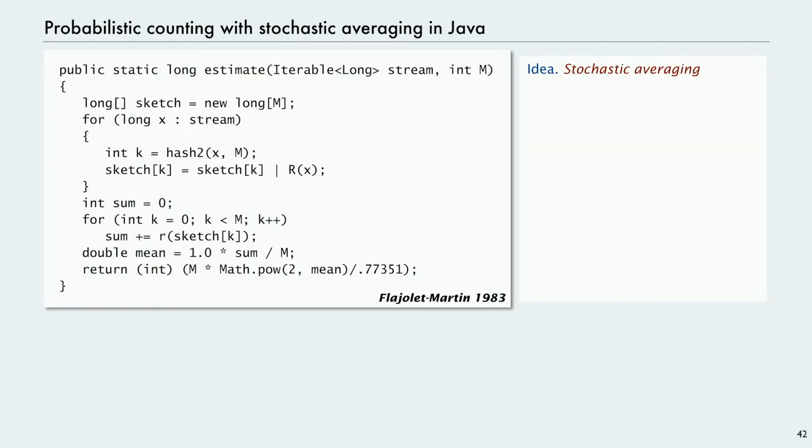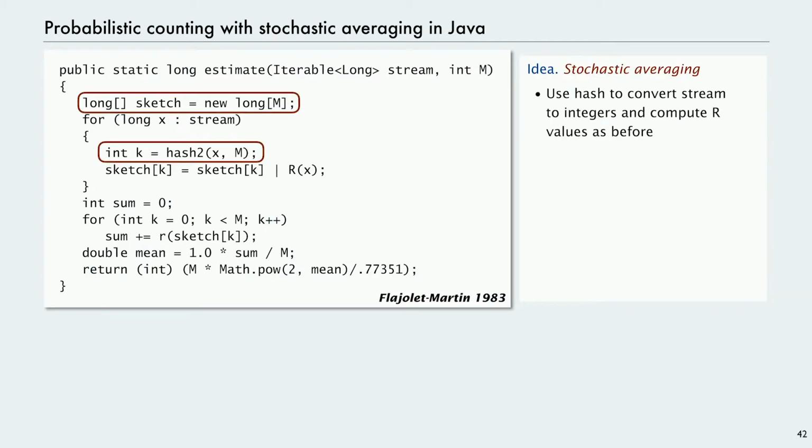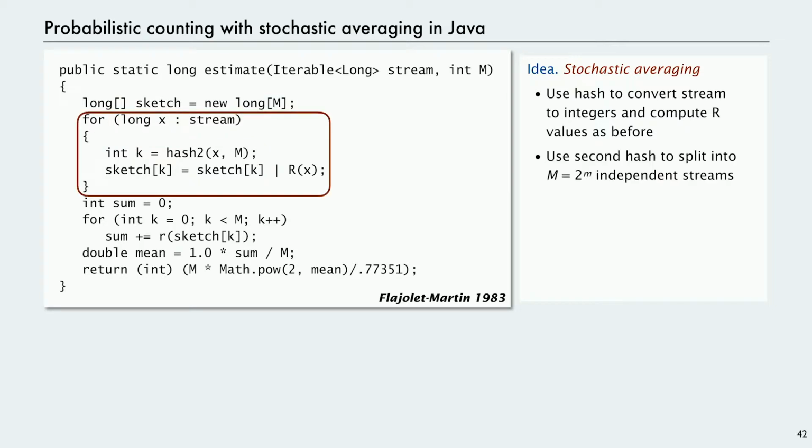It's only a little bit more code. We're going to convert the stream into integers and compute r values right at the top here. And then we'll use a second hash, that's the value k, to split it into different streams. That value k has a sketch value, and that's the one that the big R value gets ORed into.